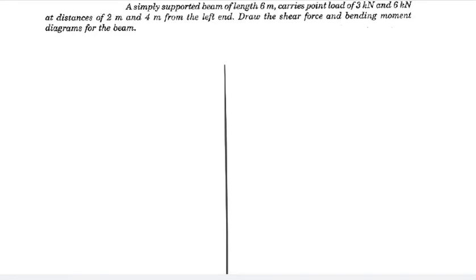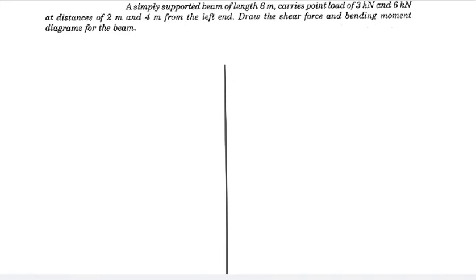This is the statement of the numerical that we are going to solve. A simply supported beam of length 6 meter carries point loads of 3 kilonewton and 6 kilonewton at a distance of 2 meter and 4 meter from left end. We have to draw the shear force and bending moment diagram for this beam.